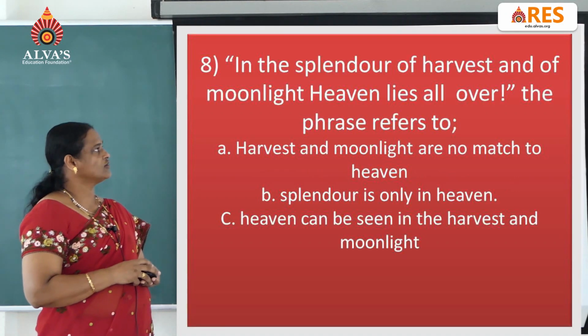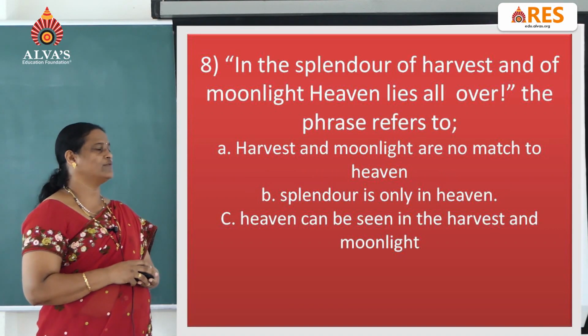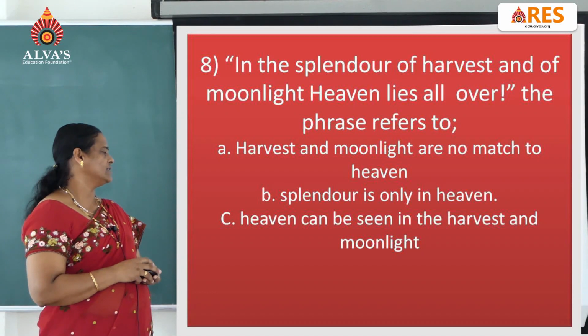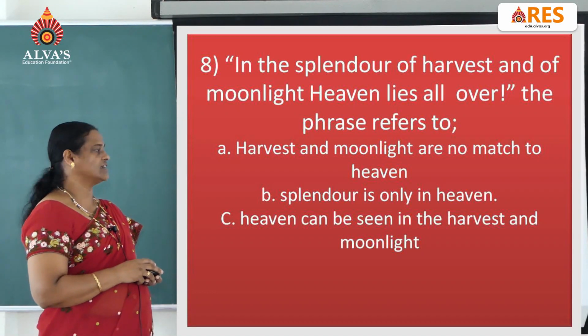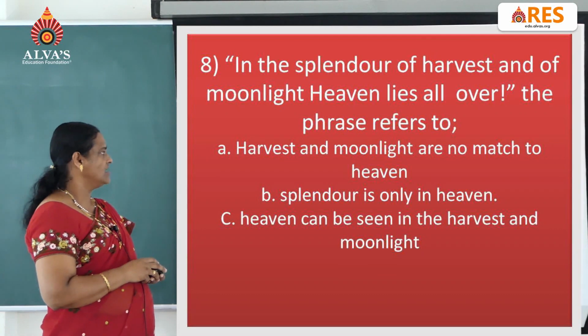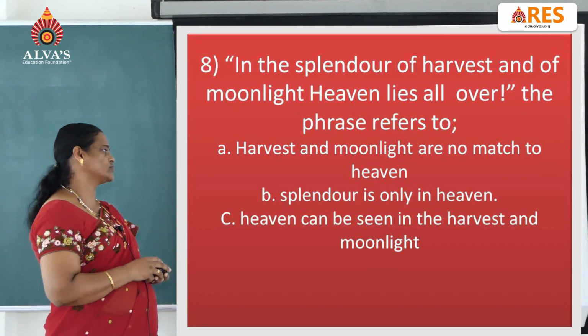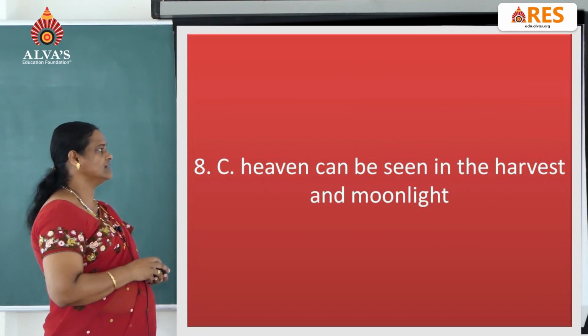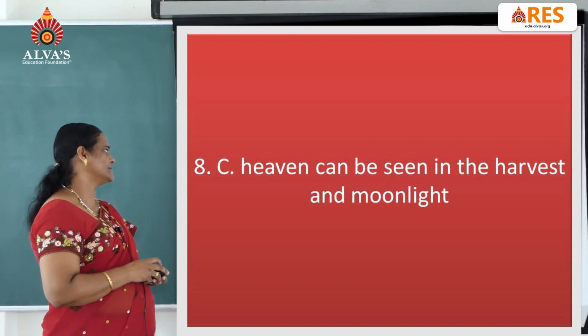In the splendor of the harvest and of moonlight, heaven lies all over. The phrase refers to. It's a multiple choice question. There are 3 options. You have to choose the correct answer and rewrite it. Harvest and moonlight are no match to heaven. Splendor is only in heaven. Heaven can be seen in the harvest and moonlight. So the option is C. Heaven can be seen in the harvest and moonlight.